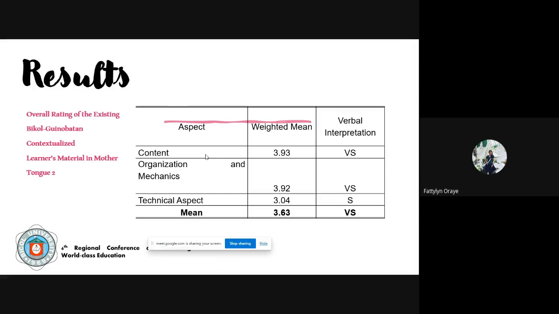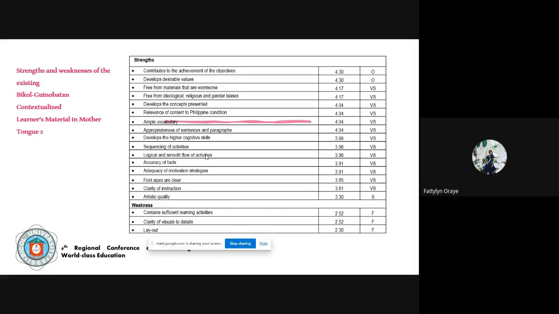This is done to see whether there is really a significant difference or improvement between the existing and the proposed LM. So, based from the initial assessment done in the existing Bikol Guinobatan contextualized LM, Mother Tongue 2, it is very satisfactory in that it is applicable to be used but can still be improved, having a weighted mean of 3.63. Three weaknesses were identified in terms of containing sufficient activities, clarity of visuals to details, and layout.